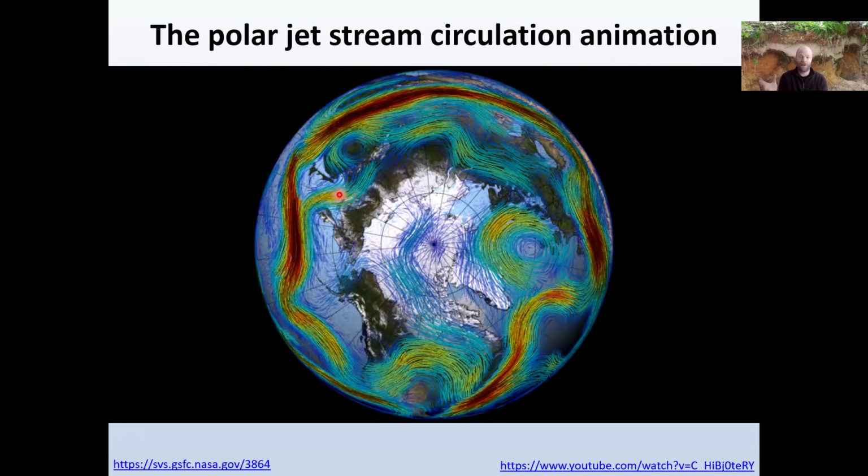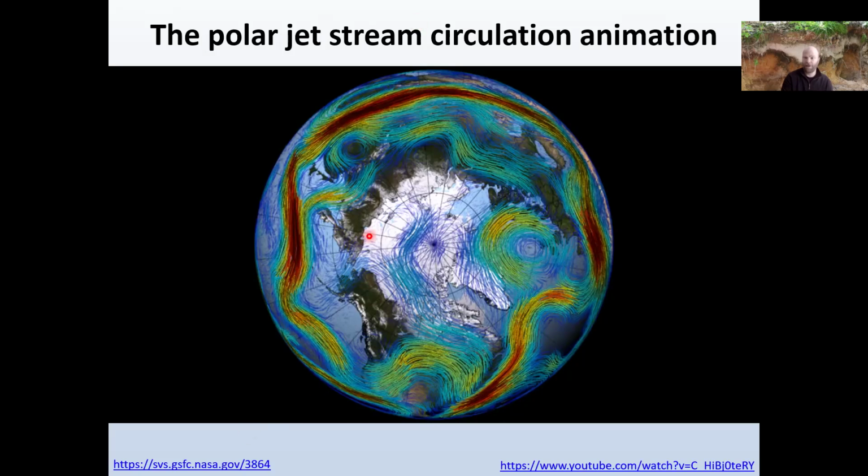I like this animation, and it is a multi-week or day period of polar jet stream circulation, where red shows high wind speeds. Here is the North Pole, and then we go around. Here's Alaska just as a reference, but this jet stream literally circumnavigates the northern hemisphere. Within this region we have our Arctic or polar air masses, and then we have the more mid-latitude temperate air masses to the south, all the way around.